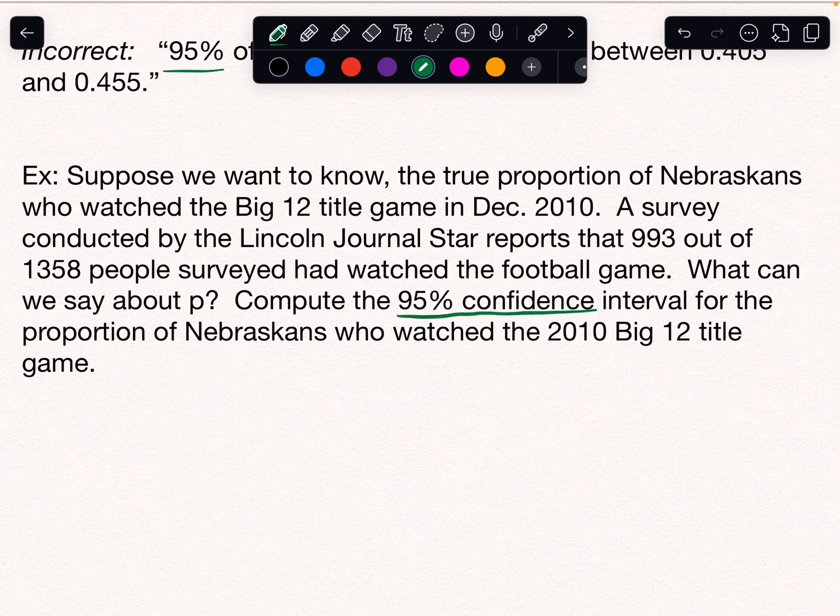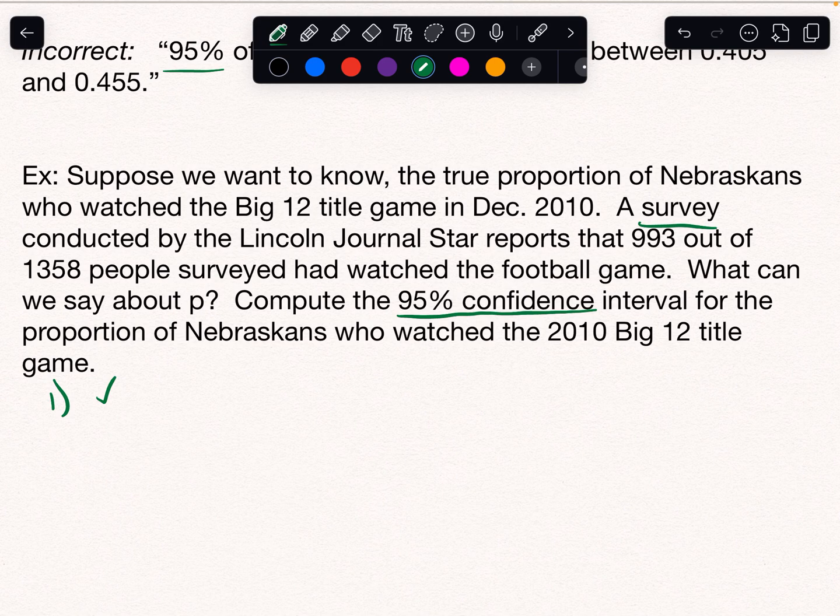Okay, so step one, check requirements. So is it a random sample? Basically, we know it's a survey conducted by the Lincoln Journal-Star. I would probably say that's not a simple random sample, but we're going to carry forth.